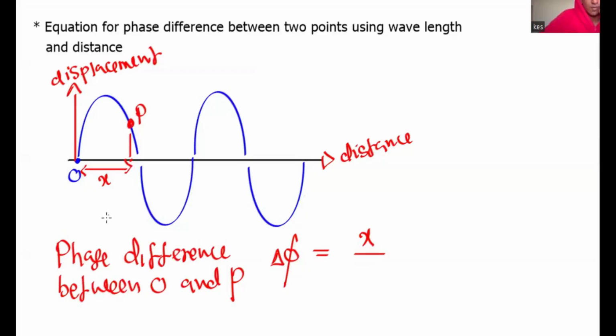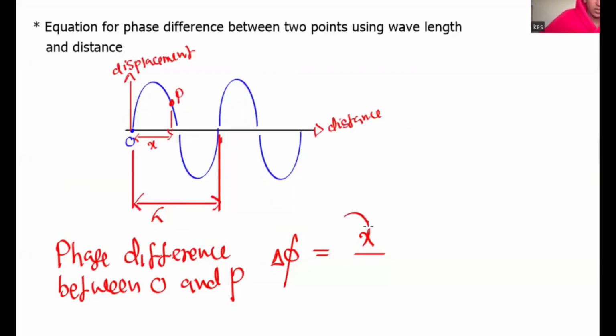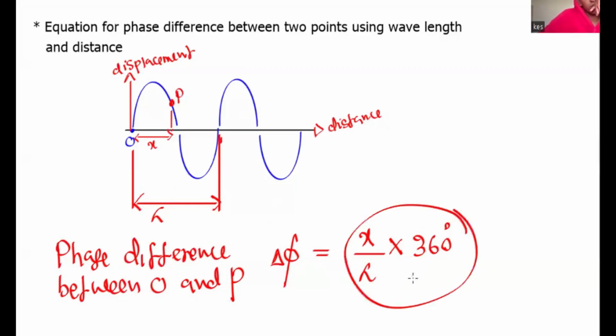Then wavelength means what? Full cycle. Yes, distance of one cycle. Right. Then here we have to divide this X, X means distance between O and P, by lambda. Lambda means wavelength. And we have to multiply by 360. Then we can obtain the phase difference between O and P in degrees, right?